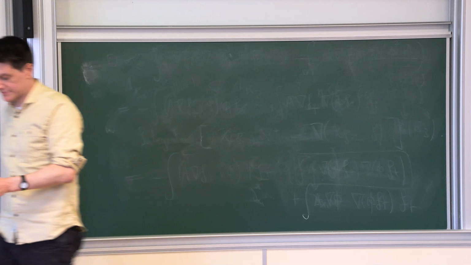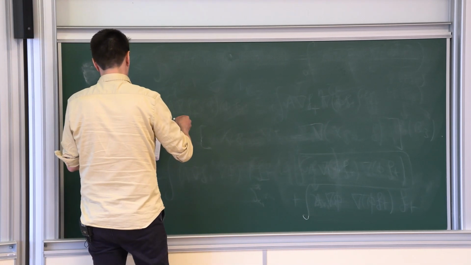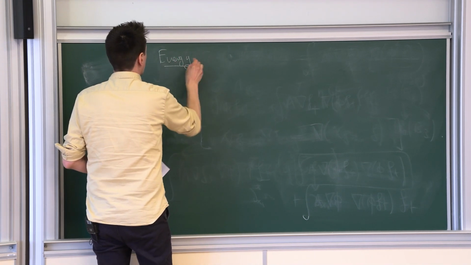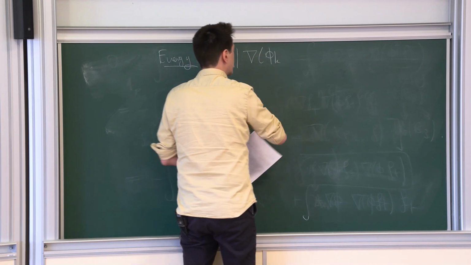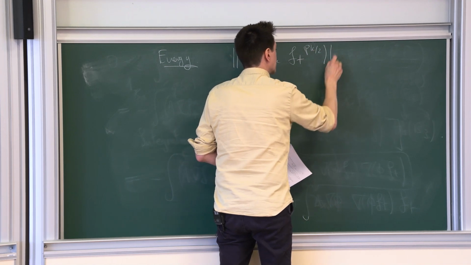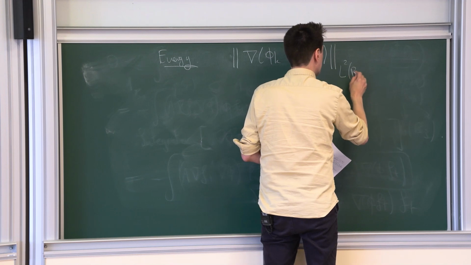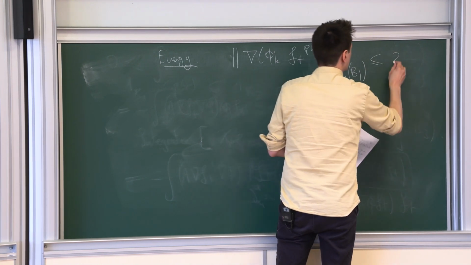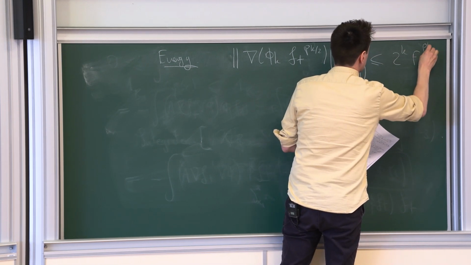So the proof, you just use the energy estimate. I don't need to spend that much time because we did most of it. With the same notations as before, you get this bound in L2 less than 2 to the k, F_k to the pk over 2.